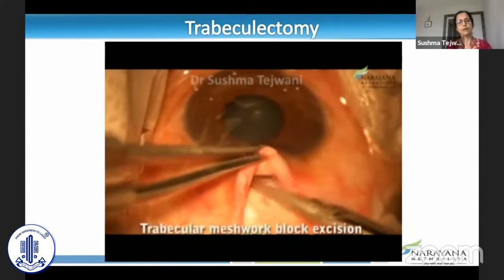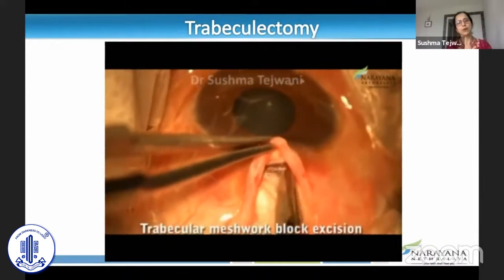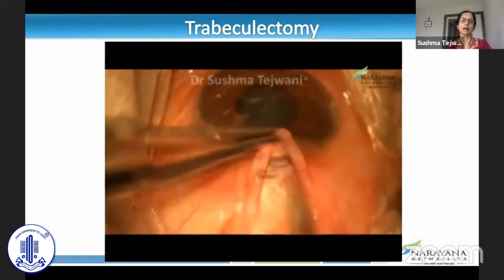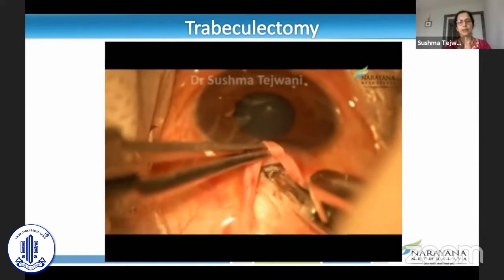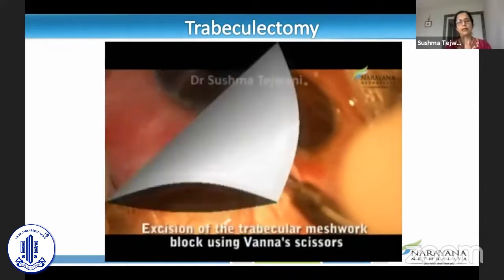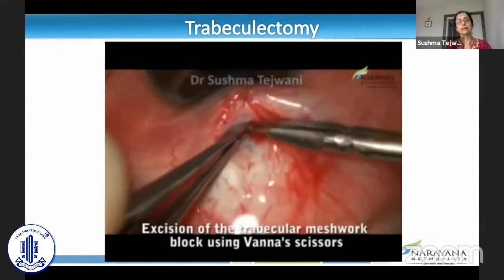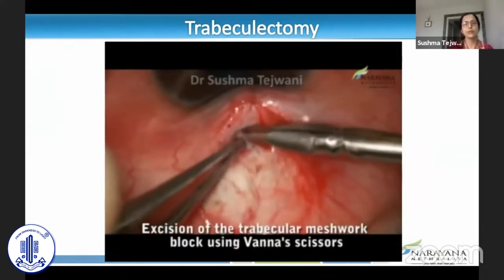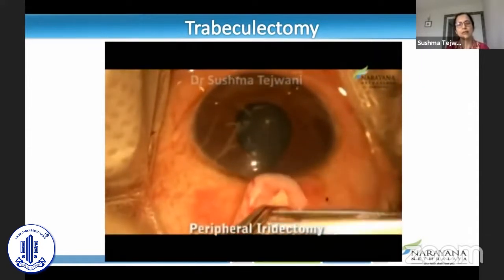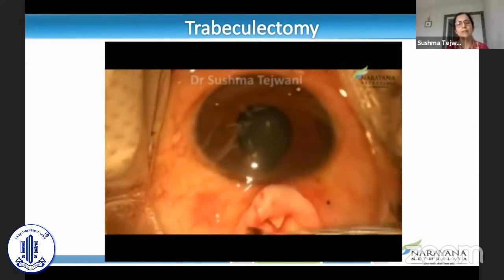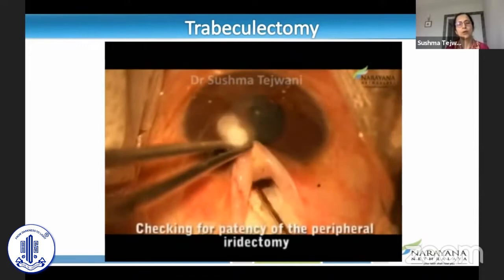And then this is the full thickness trabecular meshwork block excision being done, which you can do with Bana scissors, or you can use a Kelly sponge for creating that opening. And this is a particular method where I'm using only Bana scissors. Previously, what I used was a Kelly sponge. And then you have to do a peripheral iridotomy so that you don't get blockage of the ostium.